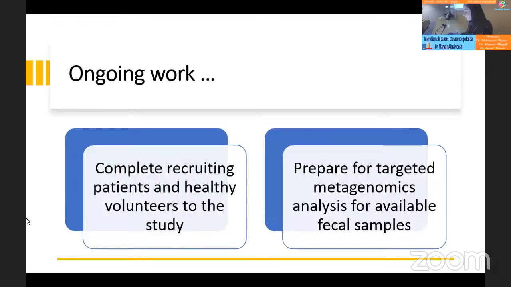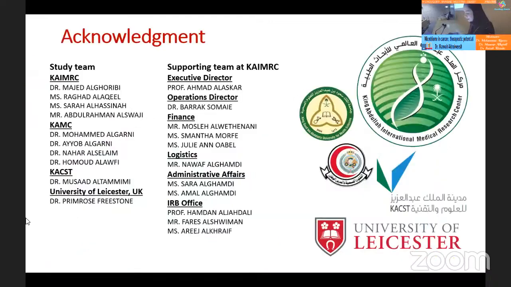So the ongoing work right now at KMARC, at King Abdulaziz Medical City, and at the university is to complete recruiting patients and healthy volunteers to the study, and also to prepare for targeted metagenomic analysis for available fecal samples, and to do the complete bioinformatics analysis and comparison with the data available in the literature, to investigate whether the Saudi Arabian population has a different microbiome profile than international data.